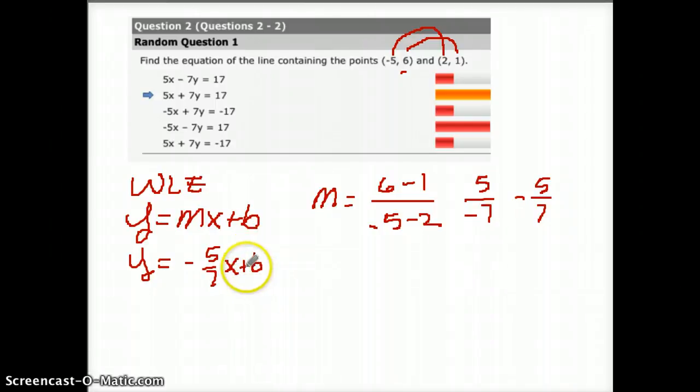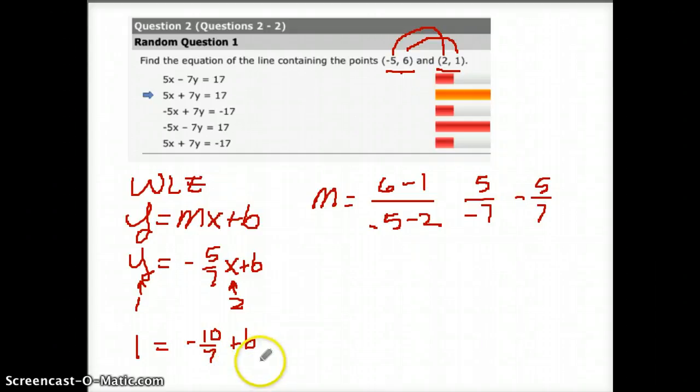Okay. Well, we know that both of these ordered pairs are on the line. And the second point looks a little easier than the first. So 2 goes in for x and 1 goes in for y. 1 equals, now let's multiply that. That's negative 10 over 7, right? 2 over 1 times 5. 2 times 5 is 10. Plus b. Now how we're going to solve that? We're going to move this to the other side. b is equal to 1 in 10/7.